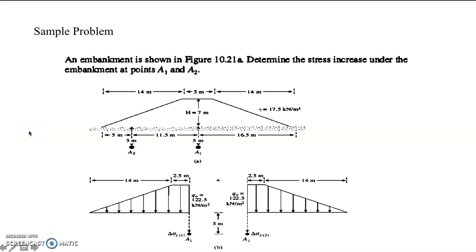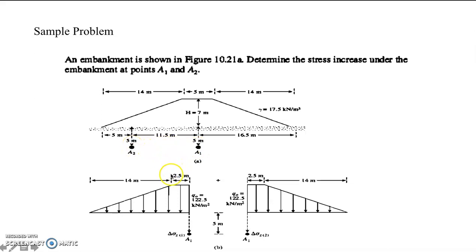Okay, let's continue with a sample problem. An embankment is shown in the figure. Determine the stress increase under the embankment at points A1 and A sub 2. So we are given an embankment. So this is the embankment. It has a height of 7 meters. From this point, you have dimensions 14 meters, 7 meters, and 14 meters. So what would be the stress at point A sub 1 and point A sub 2?